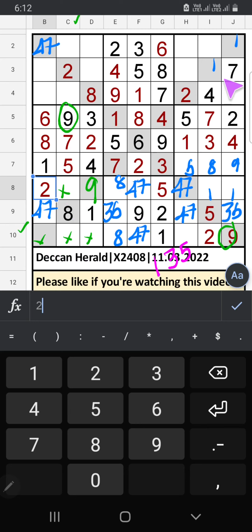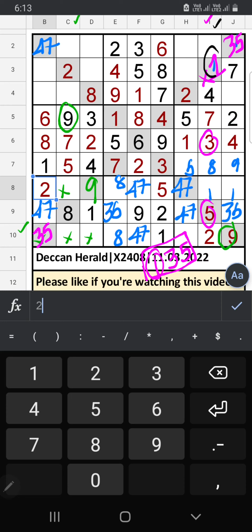In this diagonal, 3 numbers are remaining, 1, 3, 5. Column I, we have 3 and 5. So 3 and 5 can't come in this cell. It will come in any one of the cells. Then only one number is remaining, 1. 1 is confirmed here.